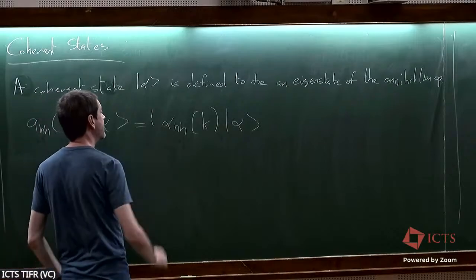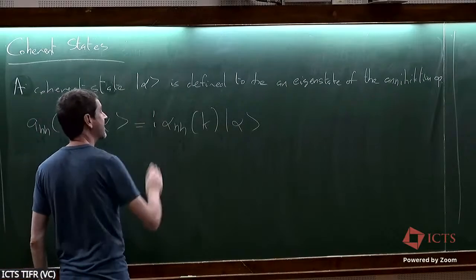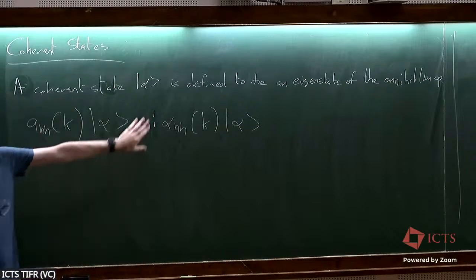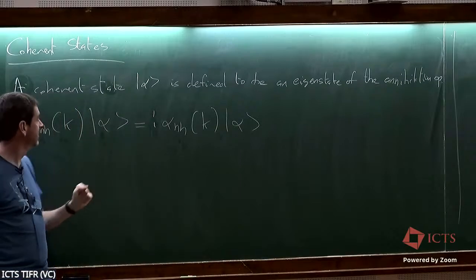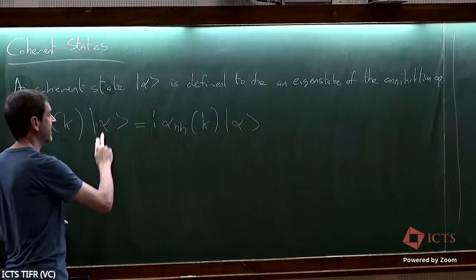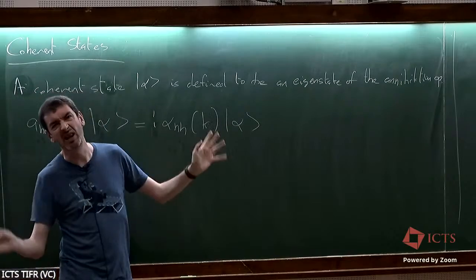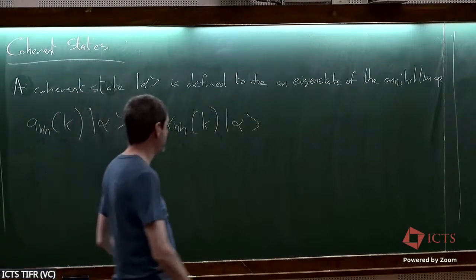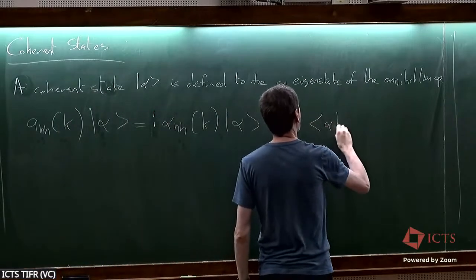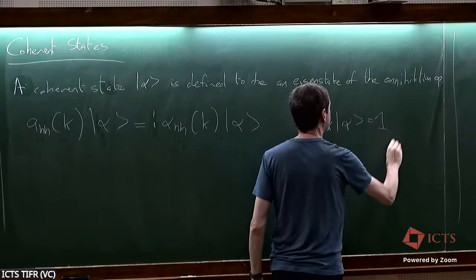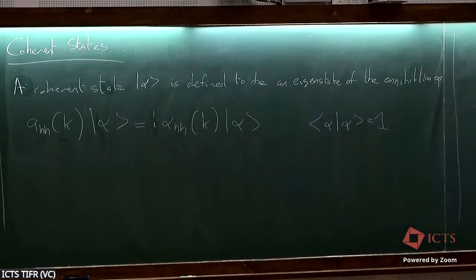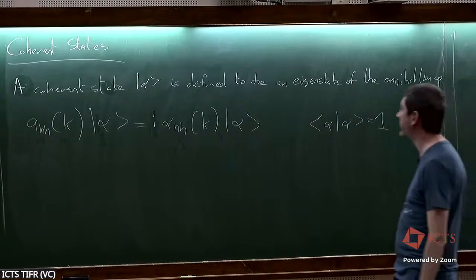Now it's convenient for me, this is not conventional, but it's convenient in this discussion just to shove an i here. The conventional definition doesn't have the i there. I could put an i here, and that would be conventional, but it just looks weird. So I'm just going to put that in. You'll see why in a moment. It's not a big deal. We also normalize these coherent states to unity. Okay, very good.